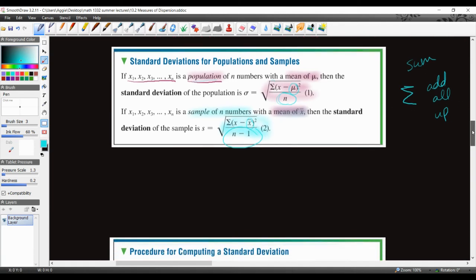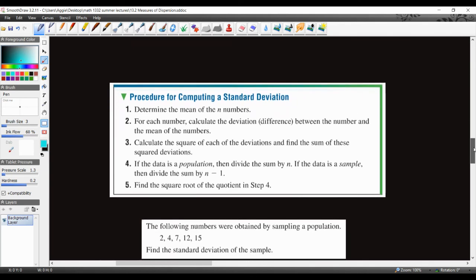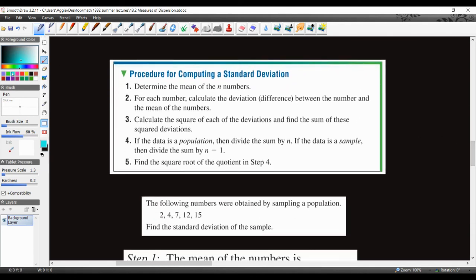So let's go ahead and look at the steps officially so you can see what I'm talking about. We have the procedure for computing a standard deviation. Step number one is to determine the mean of the n numbers. So that's going to be either this symbol or this symbol. Remember, this one is for a population, and this one is for a sample of a population. So just be careful, because if it says sample, you have to use the formula that has this.